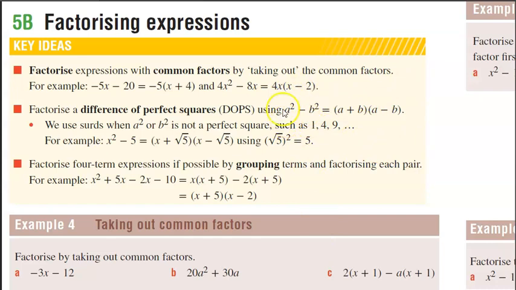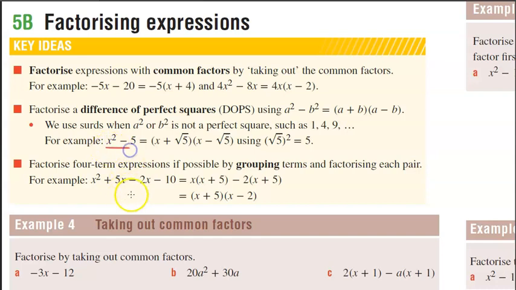So we're doing the reverse process of what we saw in 5a. We use surds when a squared or b squared is not considered a perfect square. And perfect squares are the numbers where you have 1, which is 1 squared, 4, which is 2 squared, 9, which is 3 squared, 4 squared is 16, 5 squared 25, etc. So if you don't see these numbers within here, we use surds.